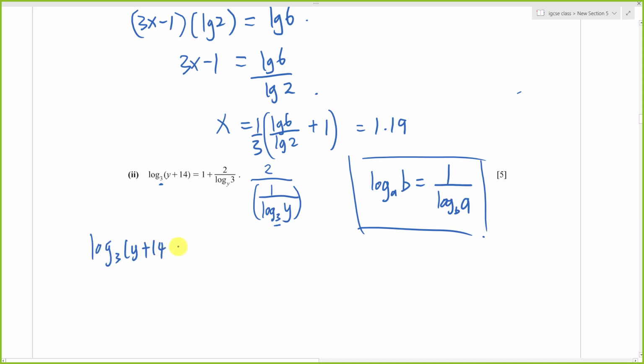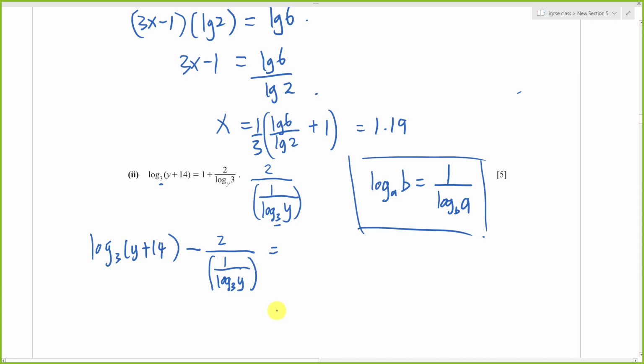Y plus 14 here. So this one I throw to the other side, it becomes minus because here is a plus, right? So I move to the other side of the equal, so it will become minus. So this is 2 over 1 over log 3y.